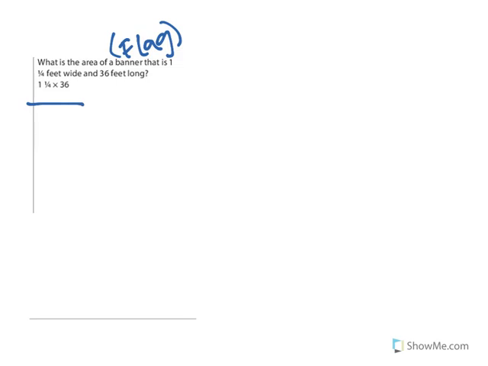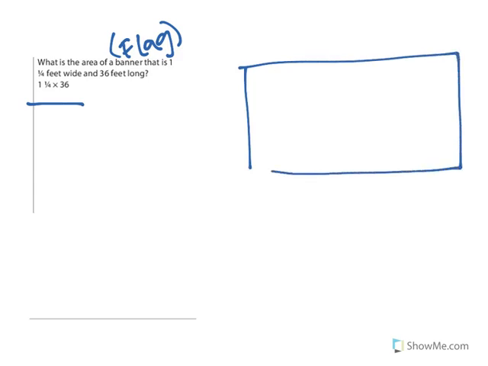Great. Now that you've solved it on your own, let's look at what I did. So I would like to draw a beautiful rectangle here. Now I see that I have a fraction, okay? I've got a mixed number. So I'm going to put my 1 here and my 1/4 here, okay?